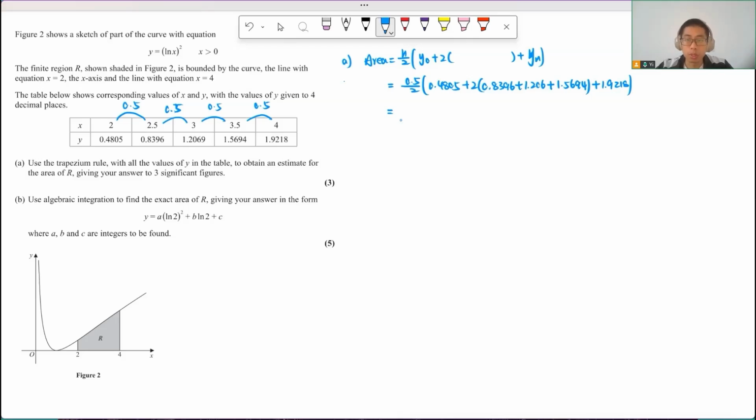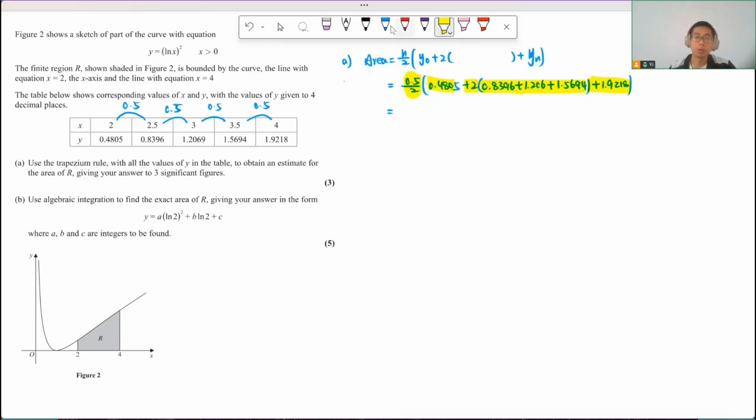So now we just put it in the calculator. 0.8396 plus 1.2069 plus 1.5694. Because there are so many numbers, I'm going to put all this in the calculator first. Once I add all of them, I times by 2. Then I plus 0.4805 and then plus 1.9218. Once I work out all of this inside the bigger brackets, I times by the one outside, 0.5 over 2. I find this way easier.